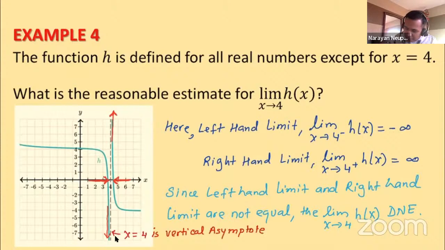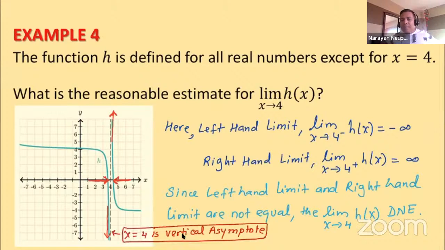So it's enough for you to prove that either the left-hand limit goes to infinity, positive or negative, or the right-hand limit is positive or negative infinity. If one of these is true, we can say that this vertical line is the vertical asymptote. So x equal to 4 is the equation of the vertical asymptote. Just because of that, this graph is very unique to itself.